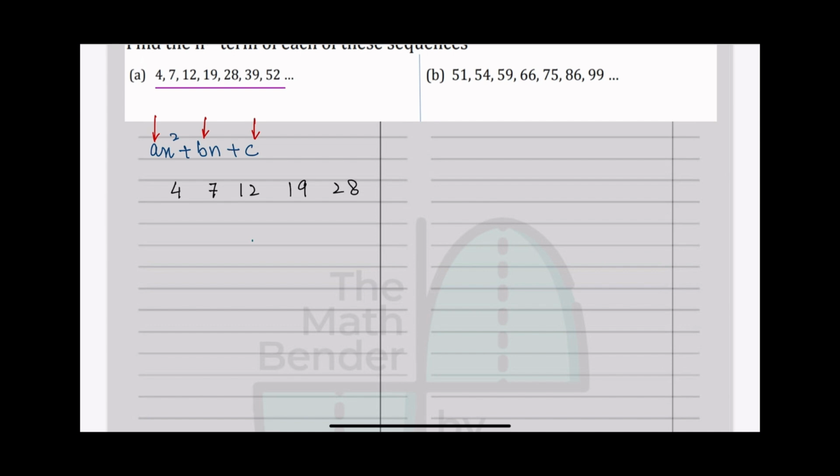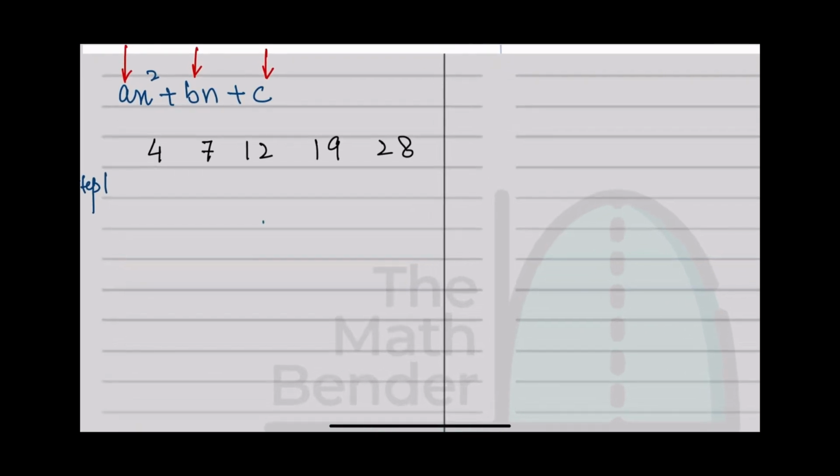Now, find their differences. 7 minus 4 gives you 3. 12 minus 7 gives you 5. 19 minus 12 is 7. And as you can see, 28 minus 19 gives you 9. Note that in our previous lesson, we saw patterns which had a common difference in all of them.